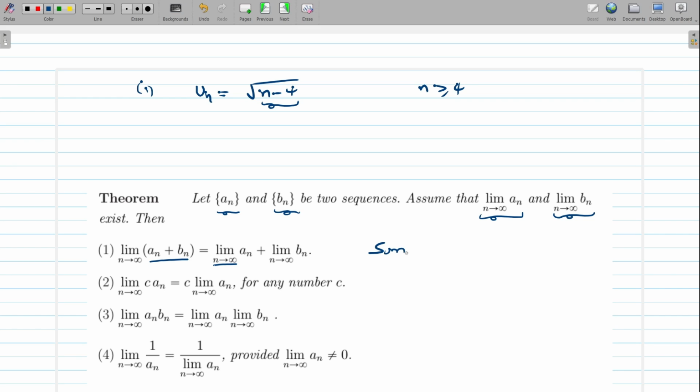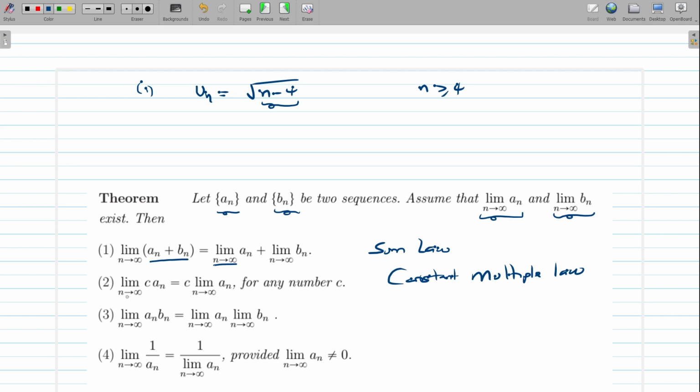Now, this is known as the sum law. What follows here, we can also have the difference law, and then the constant multiple law, like so.